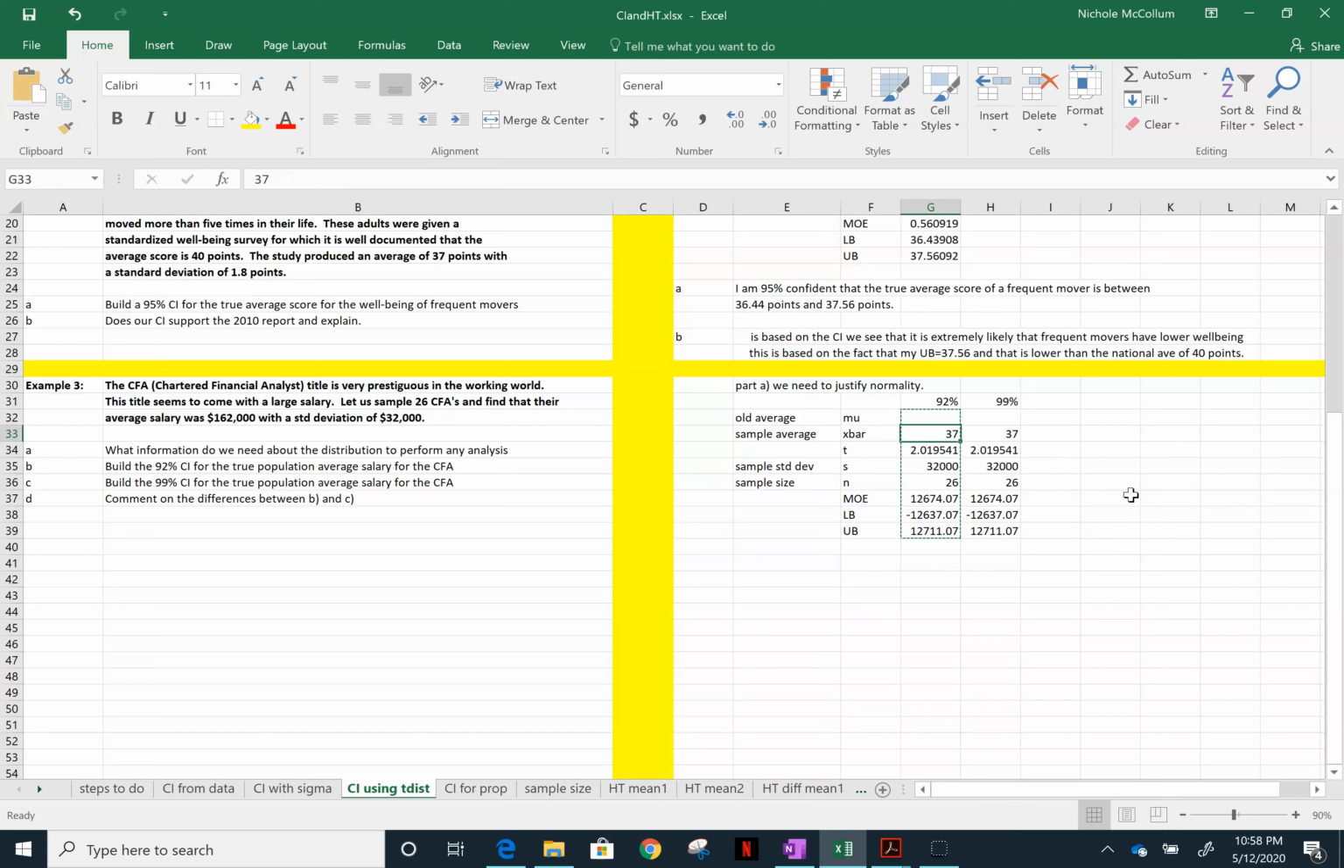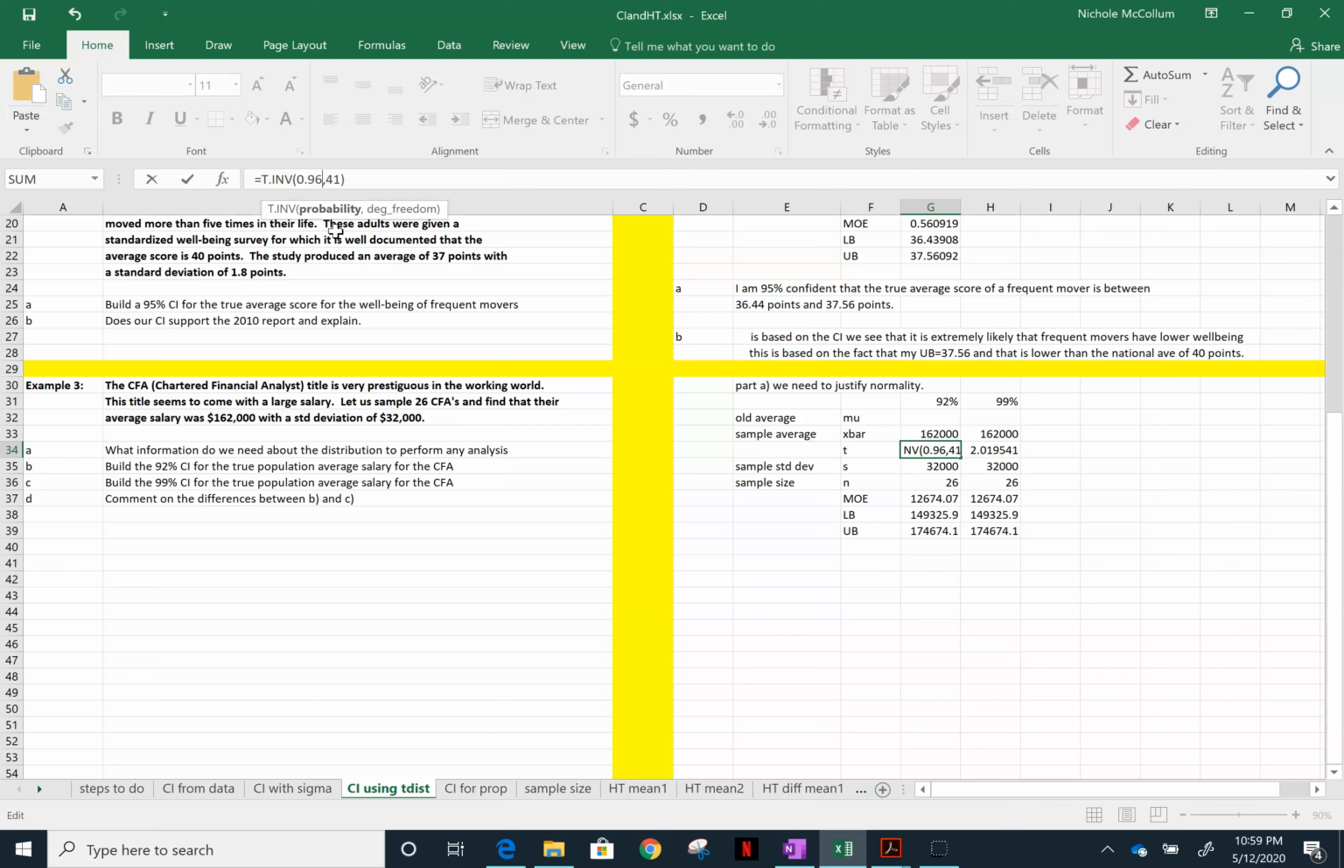All right, the X bar. Well, the X bar would be the average. The average we found was $162,000 for these certified analysts. The T, well, we just got to walk through this again. For the first one, we want to build a 92%. So I need to pause and think about this now. 92%. I'm going to envision a confidence interval with 92% in the middle. How much is left on the outside? 8%, which means 4 on both sides.